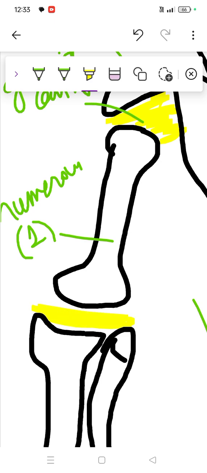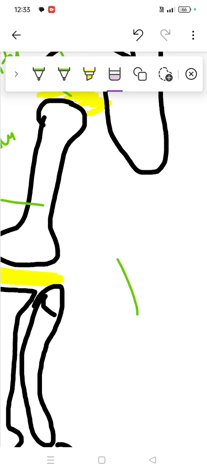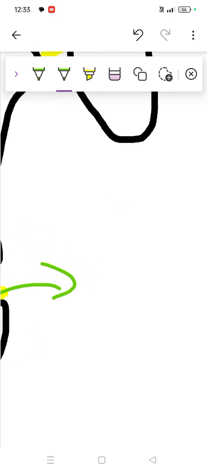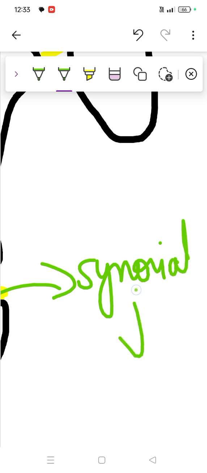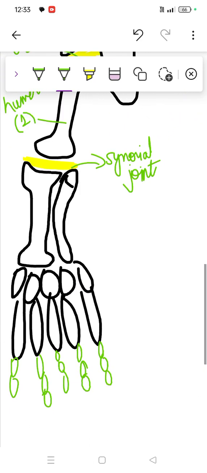Here we have different joints. That is called a synovial joint. We have different types of joints, which hopefully we'll cover in the next video. There are three: cartilaginous, fibrous, and synovial. Then after the structure, what you'll see.